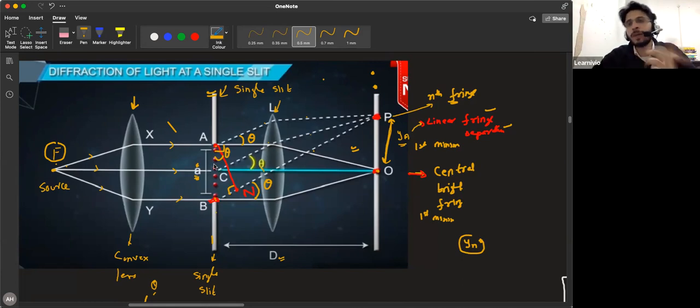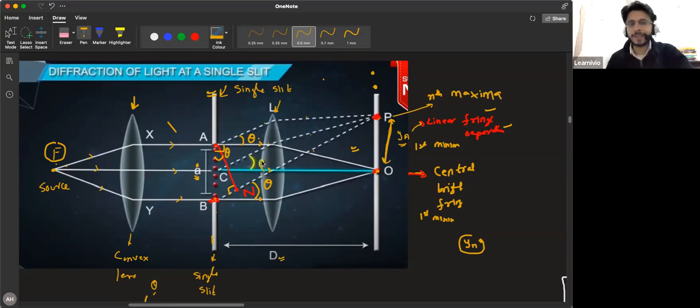Diffracted means it bends at different angles. So some waves will go straight without any bending. In these waves, there's no bending. Then they converge over a point, and this point is known as the central bright fringe or central maximum. Some will bend at some angle theta, and they converge over this point. We call this the nth fringe, or you can say the nth maximum.